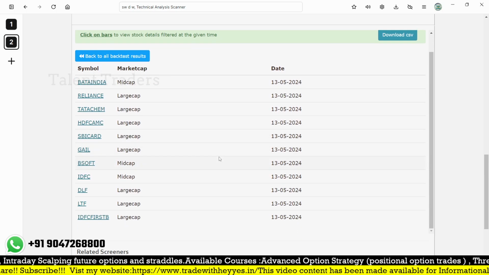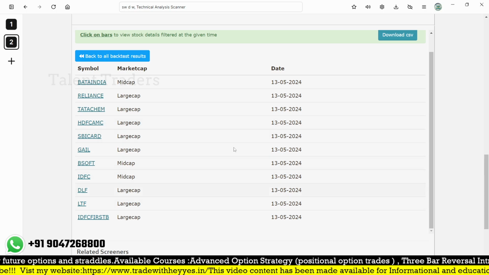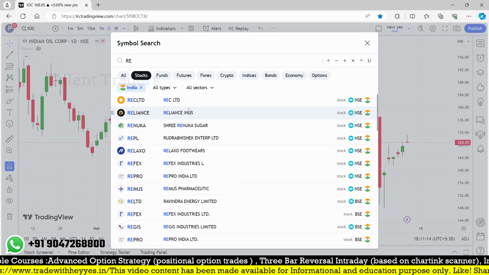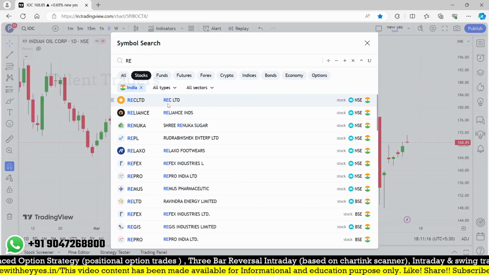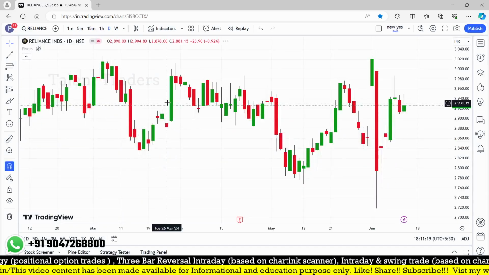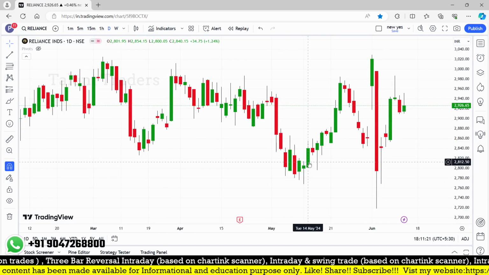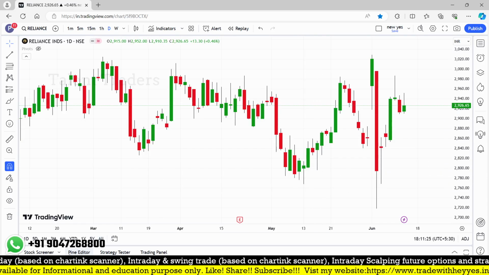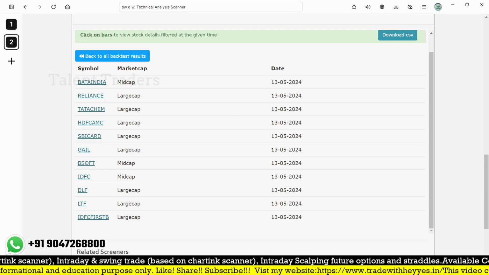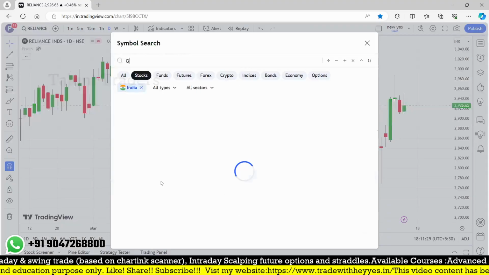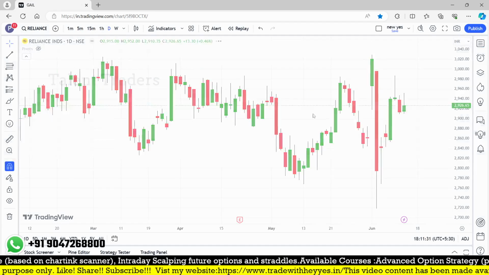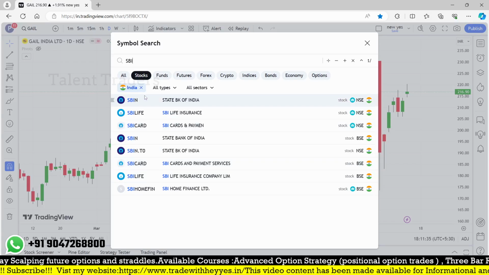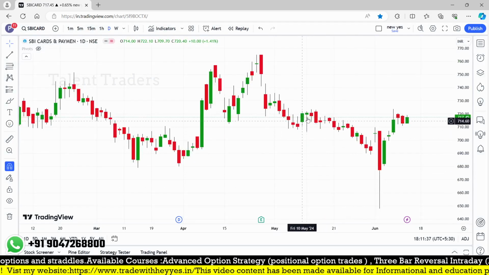I think many stocks: Bata, Reliance, Tata Chemical, and 13.5. So let me check 13.5. This concept is different, and that one is a different concept. 13.5 maybe here, and that high and recent swing low. Okay, here is the breakout on Reliance, and many stocks will be there, like BSoft, GAIL, SBI Card on the same day. GAIL on this particular day, SBI Card. So this is also on a particular day.